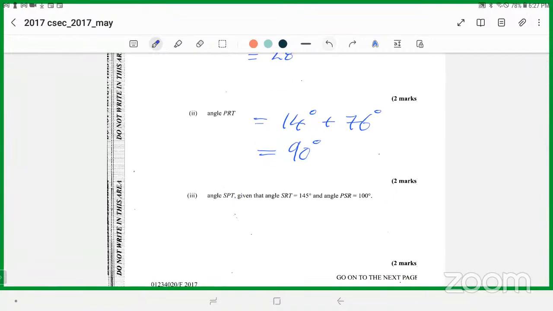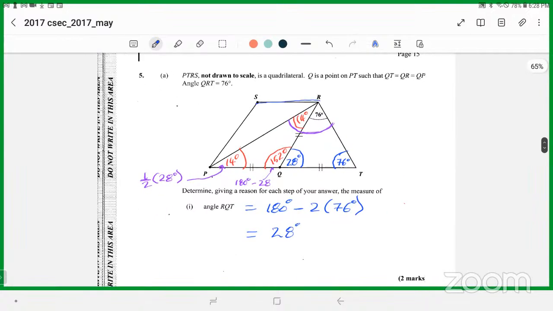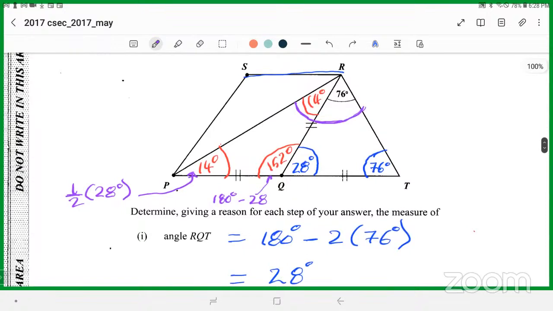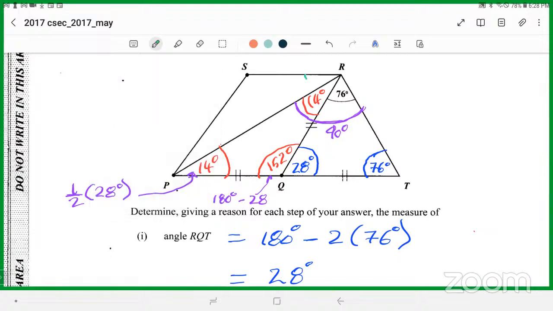All right, next question says, calculate angle SPT, given that angle SRT is 145, let's put it on, and PSR is 100, let's put them on. So SRT is 145. Where's that angle? SRT is 145. So let's put in the 90 that we just got here. The purple angle is 90 degrees. But they are now telling us, let's use a different color, so a different color for all of this. This green angle, all of this green angle.